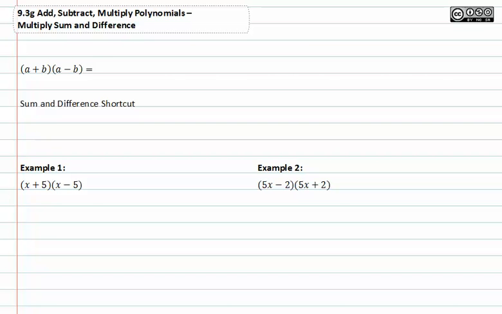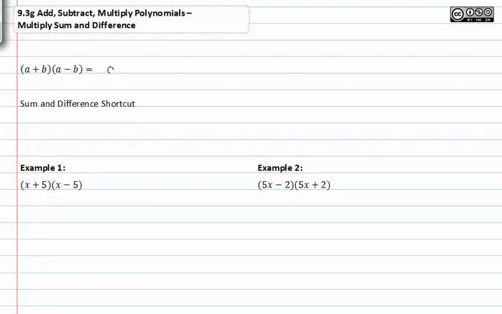Here's a very common pattern when multiplying two binomials. It's called a sum and difference. When you multiply a sum and difference that are identical in every other way, it's very important to notice what happens to the two middle terms. Let's go ahead and FOIL this out.